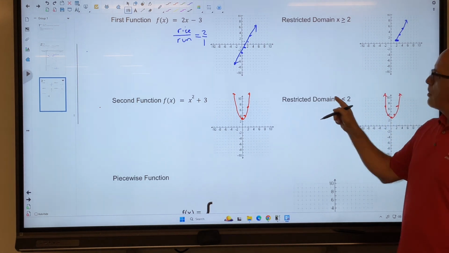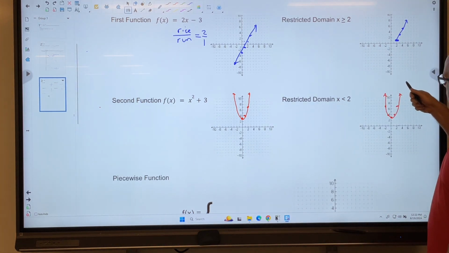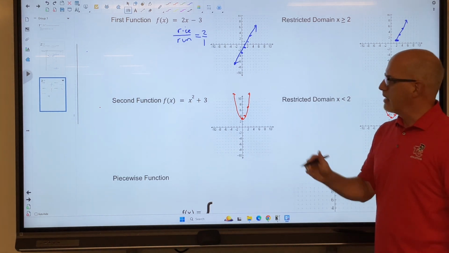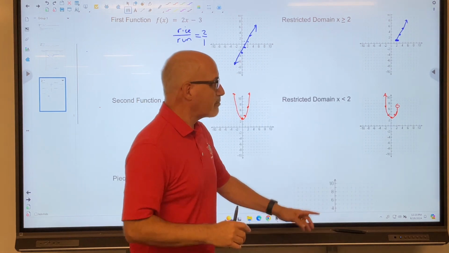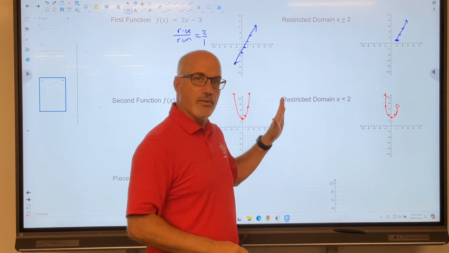When we look at this graph here, what we want to do is restrict the domain to less than 2. So I'm going to erase everything on this graph that's greater than 2. I'm going to get rid of this one here and just make it an open dot there, because it's going to be less than it. So these are all the x values that are less than 2.